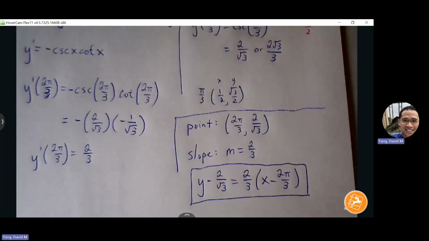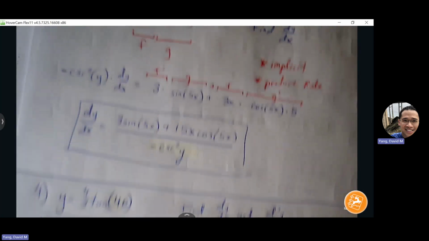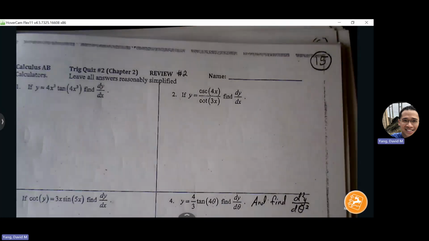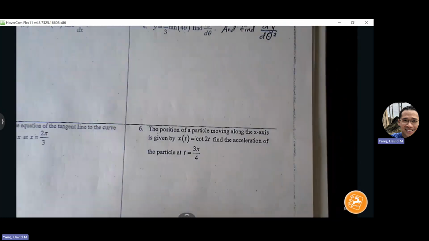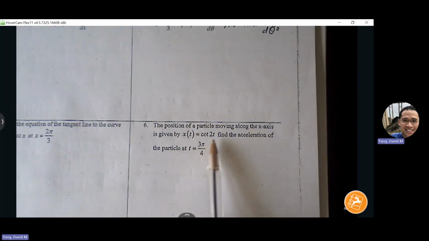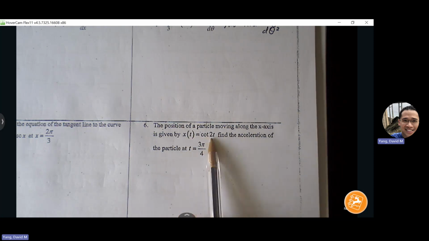Okay, number 6, particle motion. But really, particle motion on the quiz will just be like this, where you're asked to go from position to velocity to acceleration. So you have the position function given. We're going to find the acceleration, so we've got to find the velocity function, then find the acceleration function, and then we can plug in 3 pi over 4 into the acceleration function. All right, try number 6.